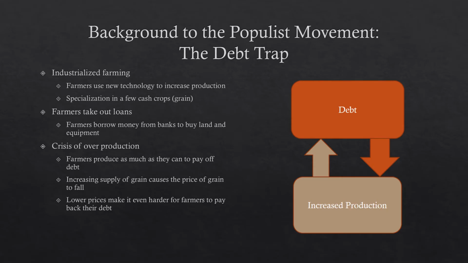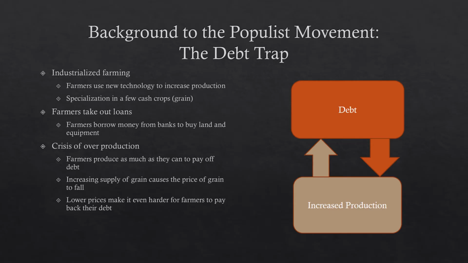So to get back to the populist movement, I want to start by giving you guys a little bit of background to explain where the populist movement comes from. And the first major thing we need to think about is the fact that millions of U.S. farmers by the 1890s had found themselves trapped under a mountain of debt that they couldn't get out of. And there are a couple reasons that this happened.